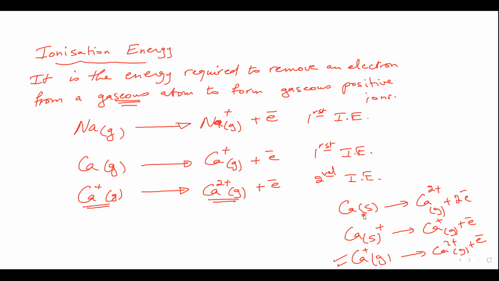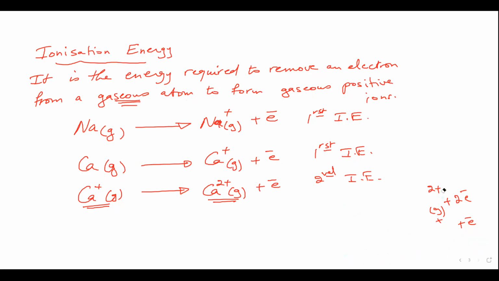We don't have calcium solid at all, because it should be in the gas state from this definition. It is the energy required to remove an electron from a gaseous atom to form gaseous positive ions. Okay, now ionization energy was used to prove that in the structure of the atom, we have different energy shells.